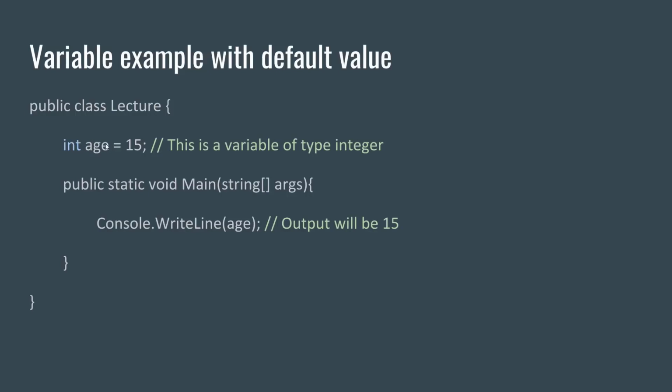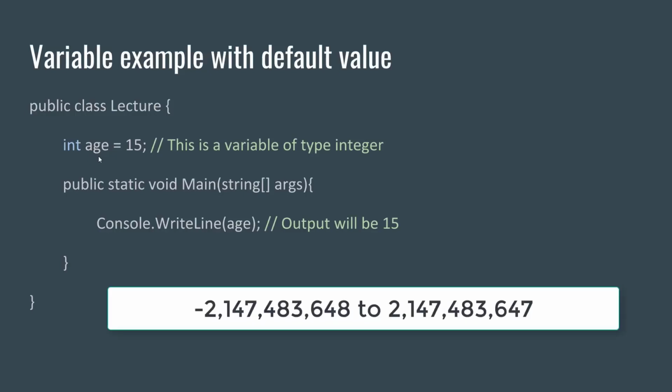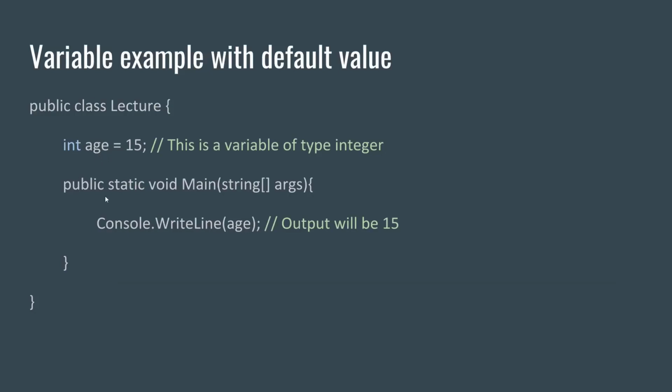And this indicates that this is going to be a whole number. So a number between 0 and multiple millions. So a pretty big whole number. It can be positive or negative. Then we have this public static void main, so the main method.